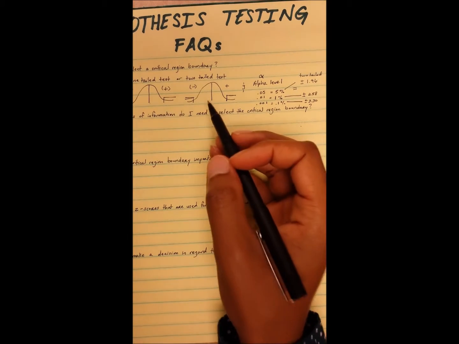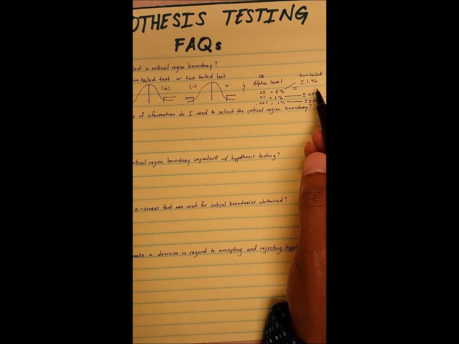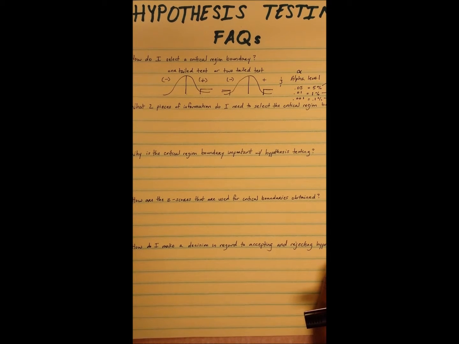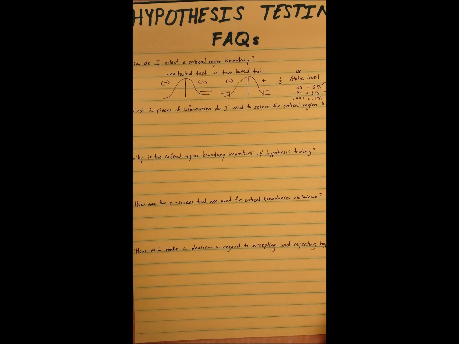So if you had a two-tailed test and you were calculating the statistic, and once you converted to a normal deviate z it was higher than 1.96, positive or negative, then that means that you would indeed reject the null hypothesis and accept the research hypothesis. So that's for a two-tailed test, and later on I'll talk about z-scores for a one-tailed test. What two pieces of information do I need to select the critical region boundary?